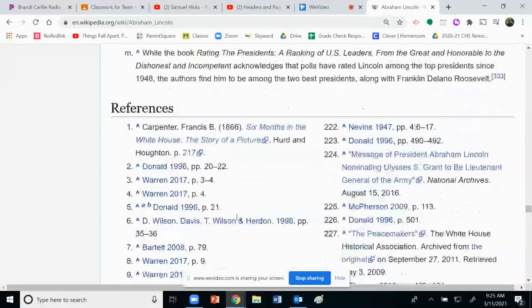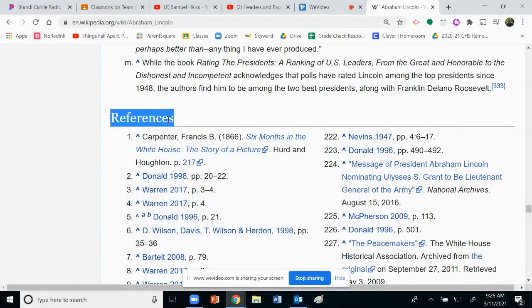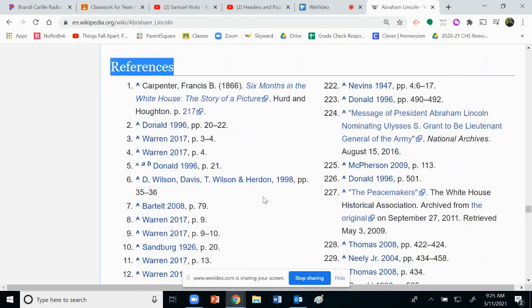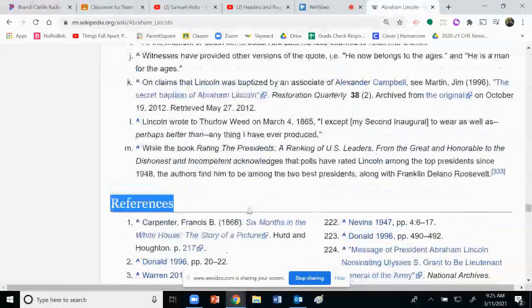Last thing I'll point out is references. You're going to have your annotated works cited or annotated bibliography at the end. So you're going to have something similar to this. It'll be the last page, and it doesn't count toward your word count.